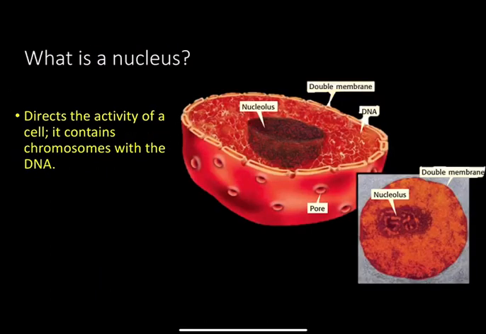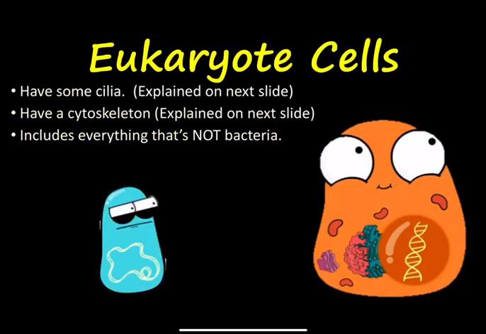So what is a nucleus? A nucleus is basically the brain of a cell. It directs the activity of a cell and contains the chromosomes with the DNA. Now, the DNA tells the cell what its job is. It basically tells the cell what it's going to look like and what its function is.